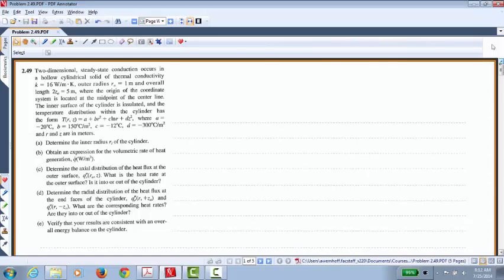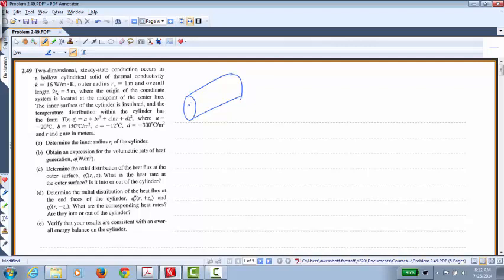This is problem 249. As you can read here, two-dimensional steady-state conduction occurs in a hollow cylindrical rod of thermal conductivity K, 16 watts per meter Kelvin, an outer radius of 1 meter, and an overall length of 5 meters, where the origin of the coordinate system is located at the midpoint of the center line. So let's start by drawing this out, just a quick schematic here.